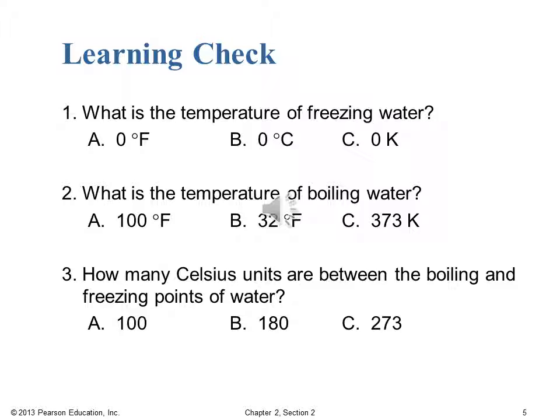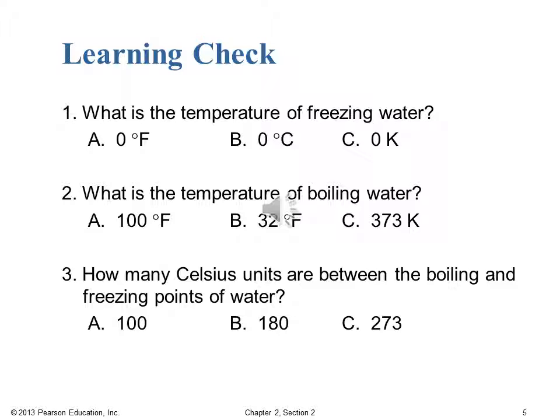Number 2, what is the temperature of boiling water? Is it A, 100 degrees Fahrenheit, B, 32 degrees Fahrenheit, or C, 373 Kelvin? And finally, number 3, how many Celsius units are between the boiling and freezing points of water? Is it A, 100, B, 180, or C, 273?